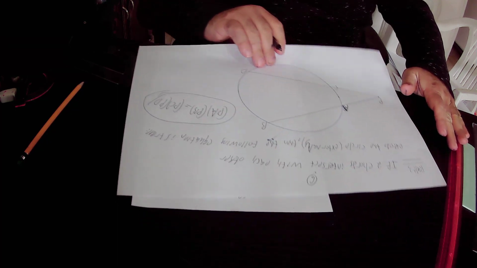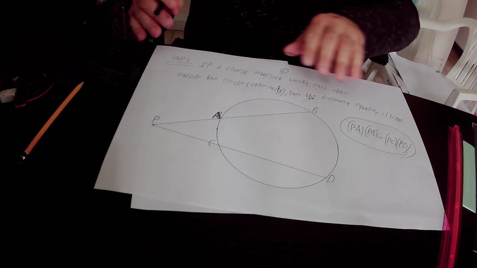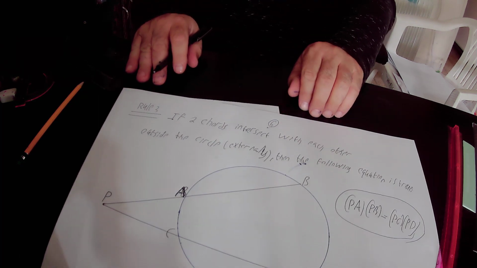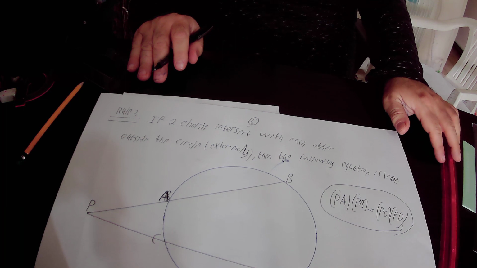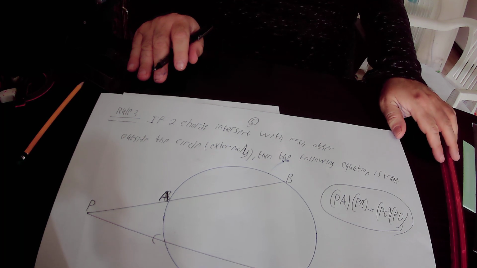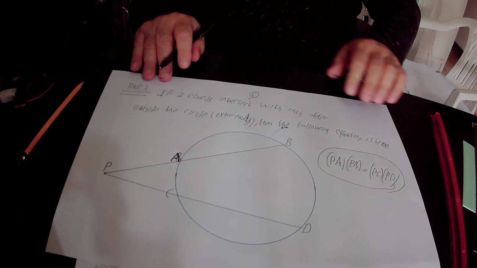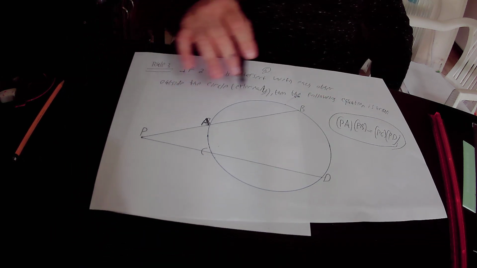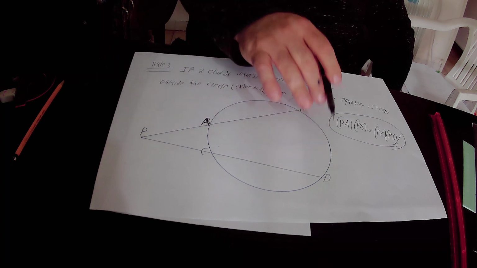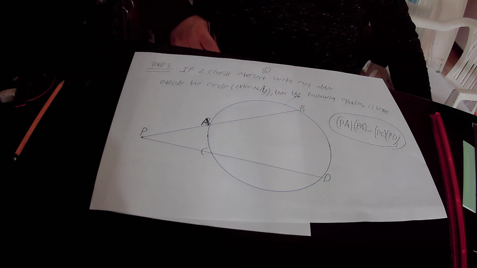So I repeat again on rule number 3. According to rule number 3, if two chords intersect with each other outside the circle, that is to say they intersect with each other externally, then the following equation is true, that PA times PB equals PC times PD. Again, here, PA times PB equals PC times PD. Okay?